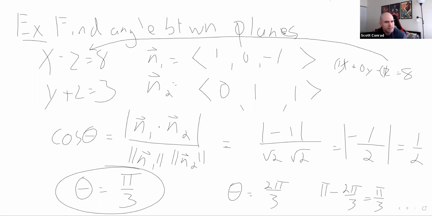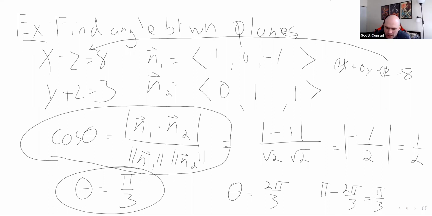But if you don't have a nice number, so if we had like cosine theta is like 1/√6 or something like that, then you would just have to say the angle is cosine inverse of that. And yeah, I mean, I would just remember the formula, right? So when you're finding the angle between planes, take the absolute value of the dot product.